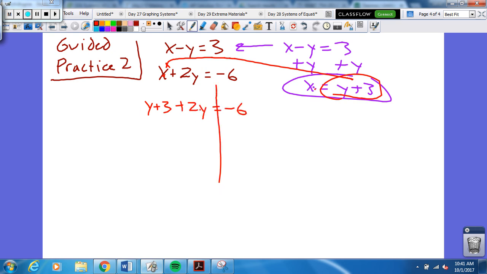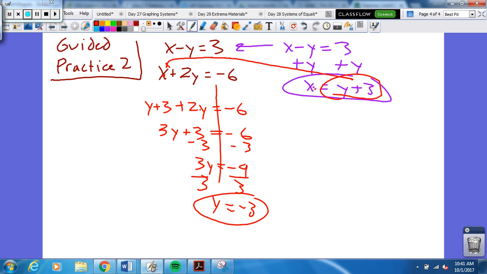y plus 2y is 3y plus 3 equals negative 6. Subtract 3, subtract 3. 3y equals negative 9. Divide by 3, and y equals negative 3. There you go. Okay, I'm only half done. I'm not done with the whole problem yet. y equals negative 3. What does x equal? I need to plug in.